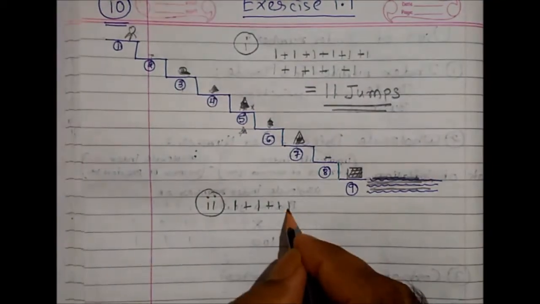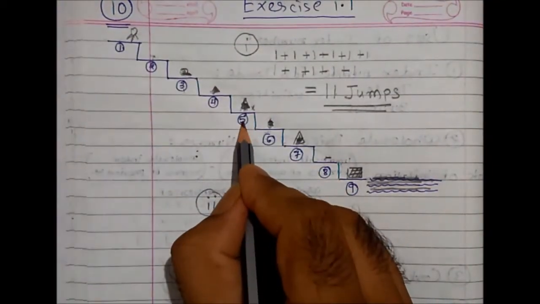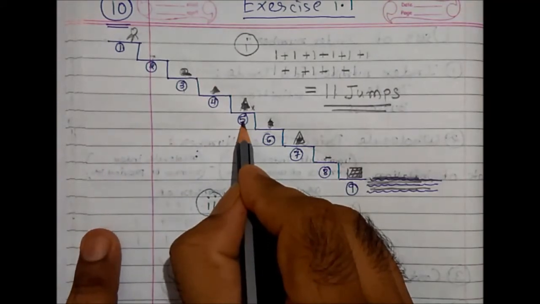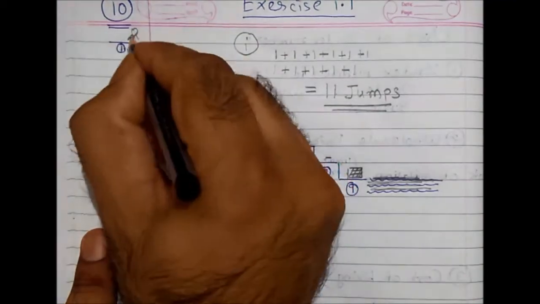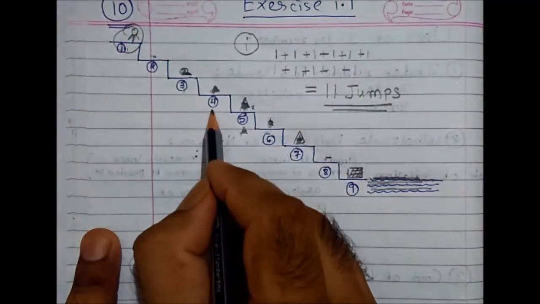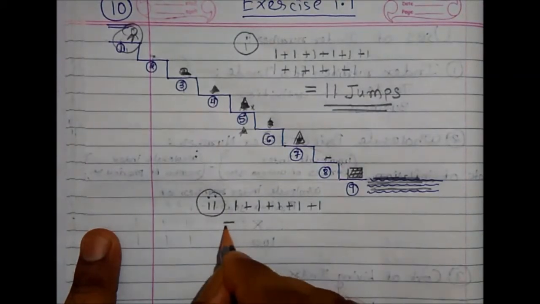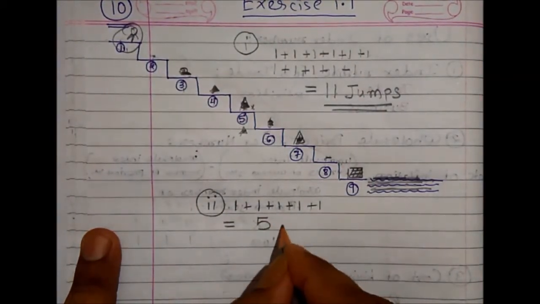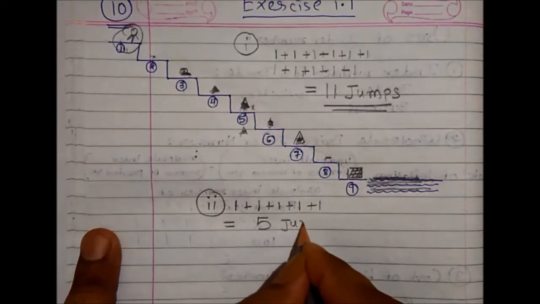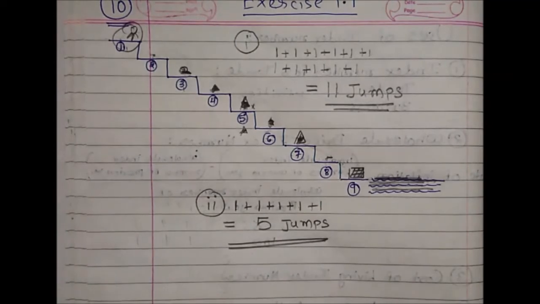1 upside, 1 downside, so the real position is 5. Now again 4 steps, 1, 2, 3, 4. So he will reach here. So plus 1. So the answer is 1, 2, 3, 4, 5 jumps.